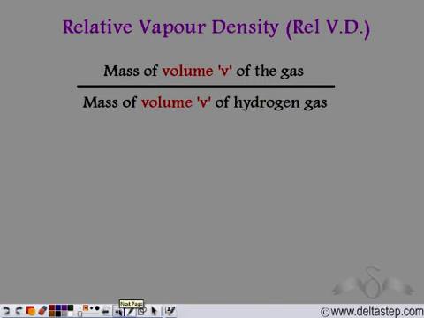This is done by taking the mass of volume V of a particular gas and dividing it by the mass of volume V of hydrogen gas. So the mass of any particular gas is compared to the lightest gas, which is hydrogen. The same volumes of the two gases are taken, and the mass of volume V of the particular gas is divided by the mass of volume V of hydrogen gas.